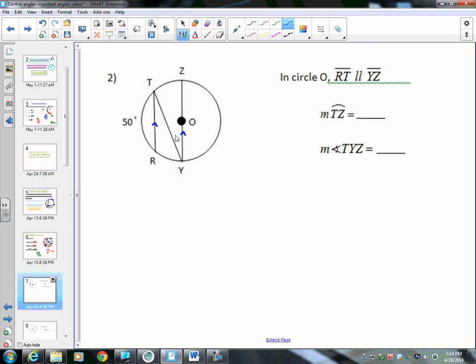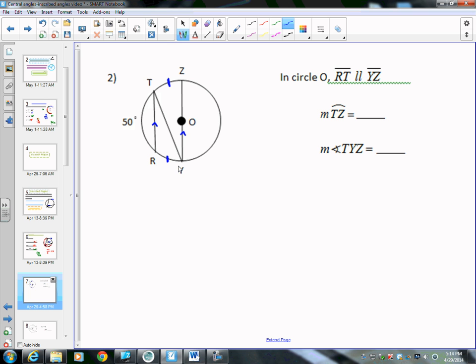And what does that mean? What kind of information can we get out of them being parallel? Well, if they're parallel, that means that this arc, TZ, and this arc, RY, are going to have to be the same because they're exactly the same distance apart. So TZ is congruent to RY.